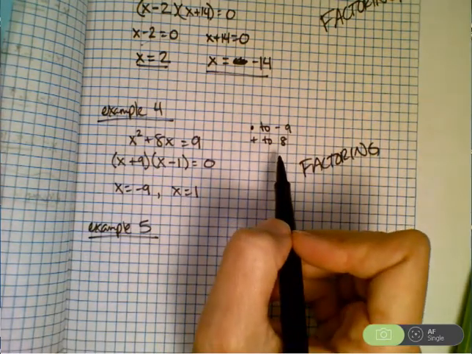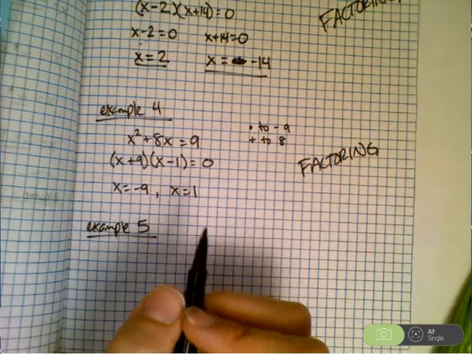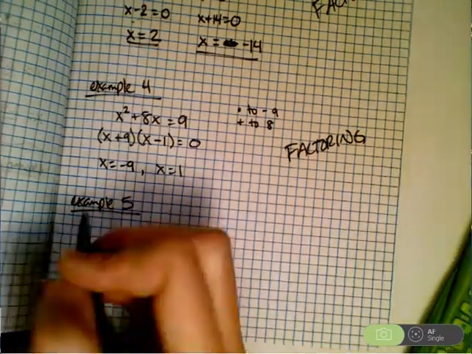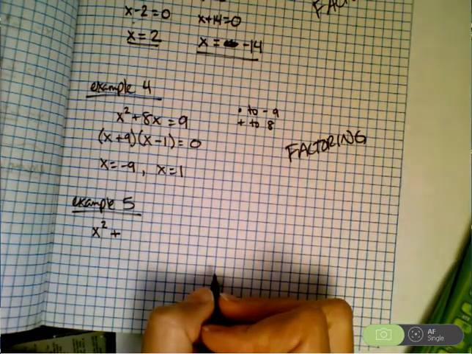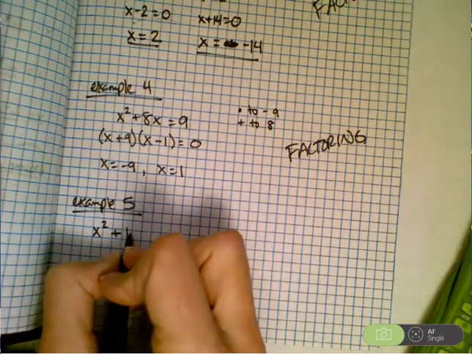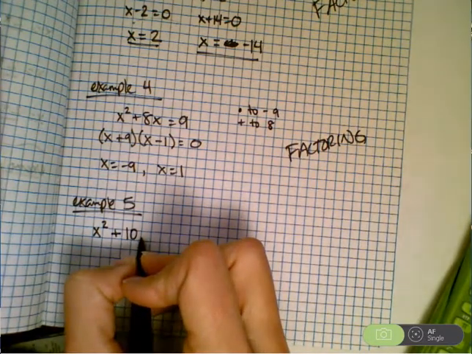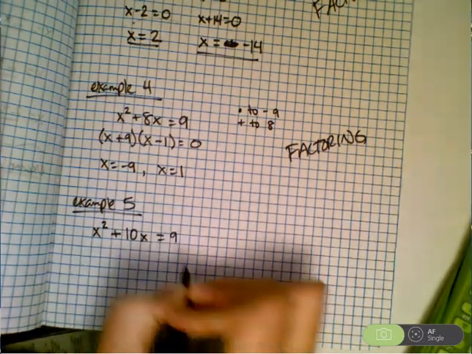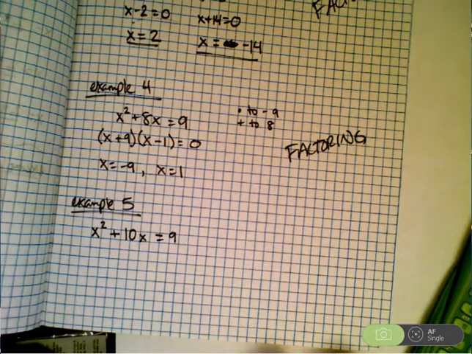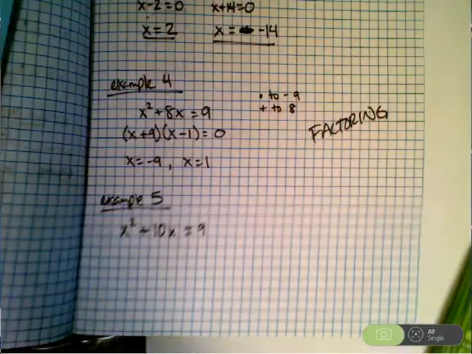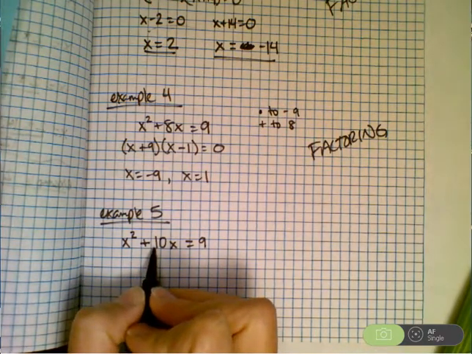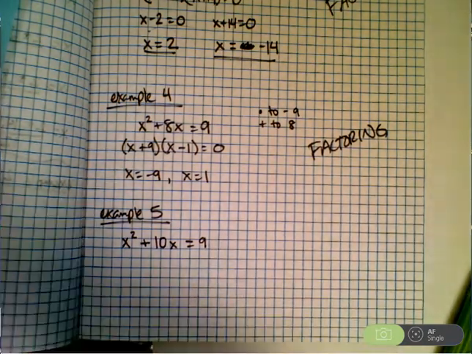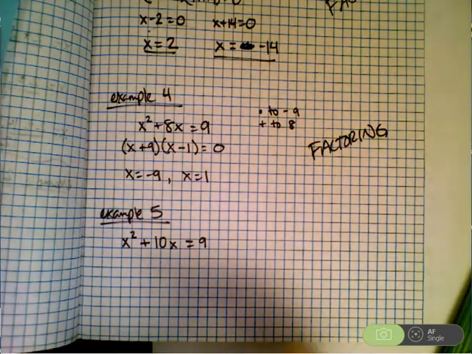You just have to think for a minute. And if you don't find those, then you use another method. So let's do x squared plus 10x equals 9. I'm trying to make sure I get one I can't factor now. We'll still use the 9. Because there's not going to be any numbers that multiply to negative 9 and add to 10. No, there's definitely not.